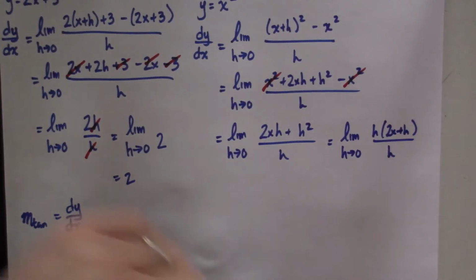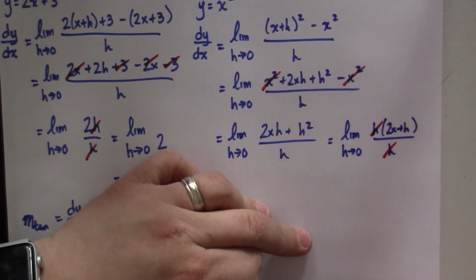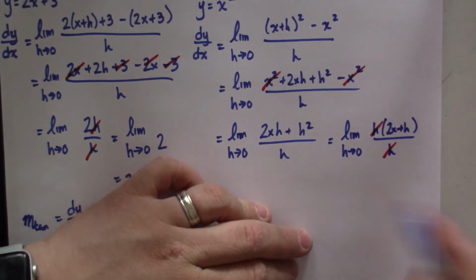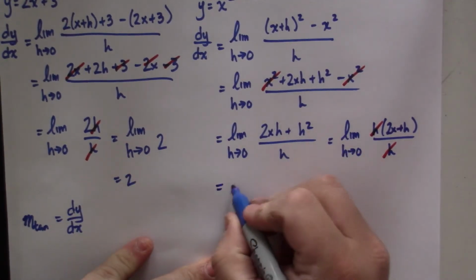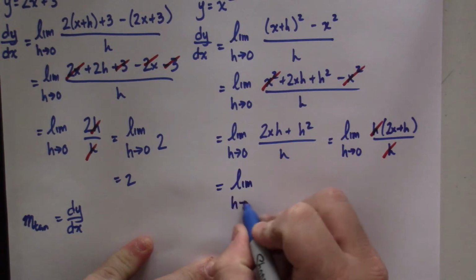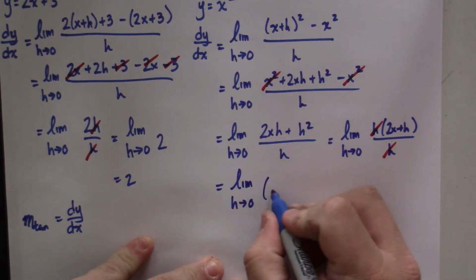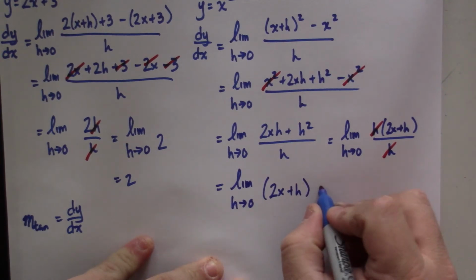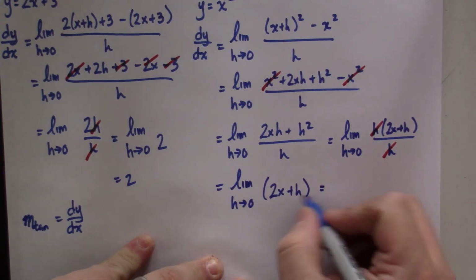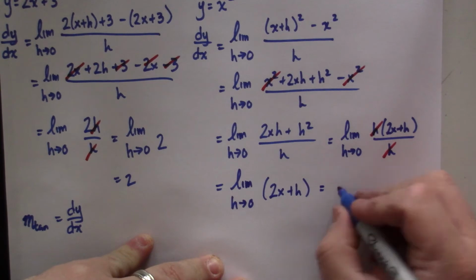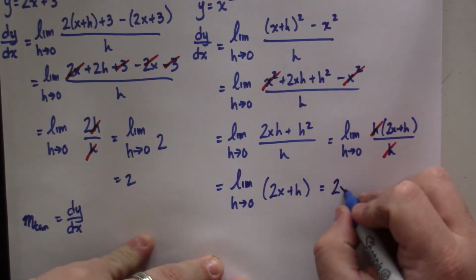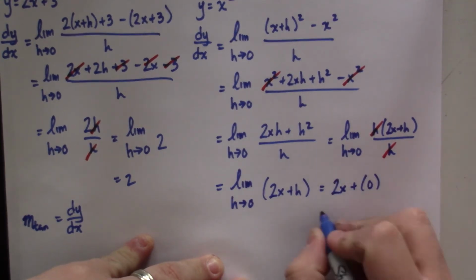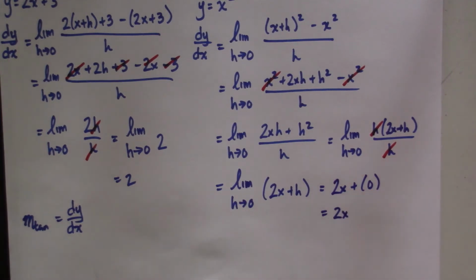And once again, we're dealing with a limit here, so I can go ahead and cancel out h over h, even though I'm evaluating when h is 0, giving me the limit as h goes to 0 of 2x plus h. So here this is a polynomial, I can just plug it in, h is 0, so I've got 2x plus 0, which is just 2x.